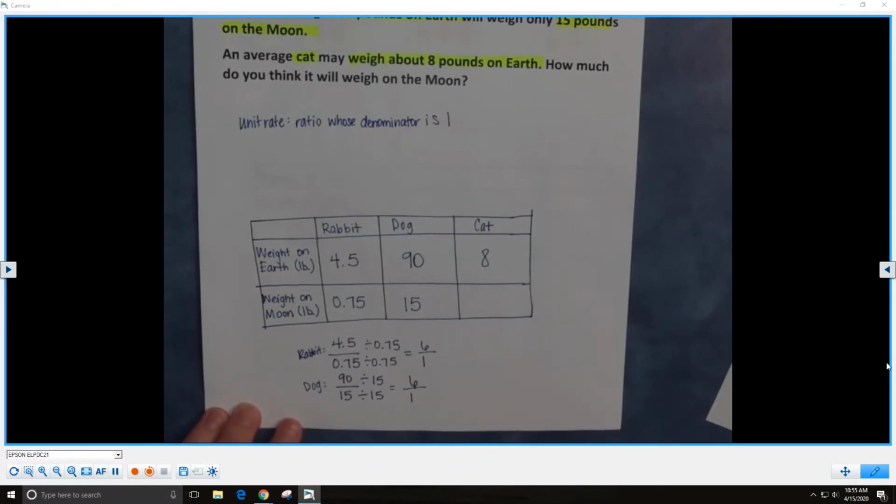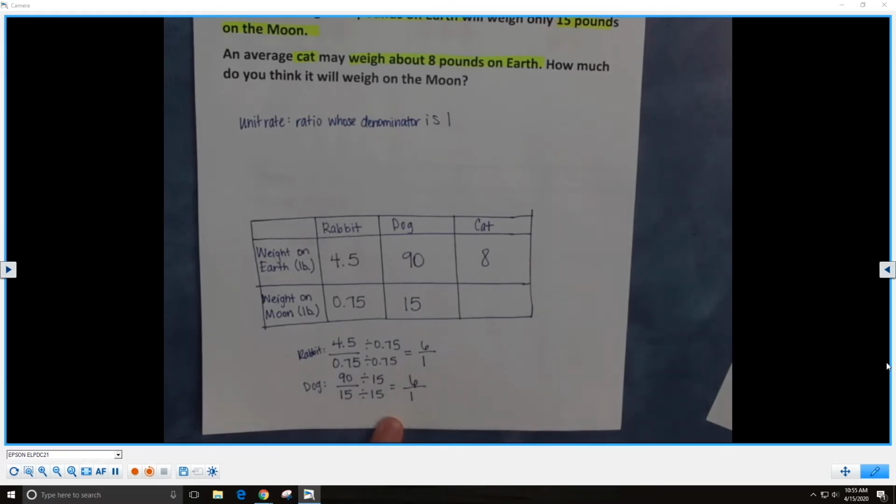What do you notice? Right, the weight of the rabbit and the weight of the dog have the same unit rate. So what does that mean? Well, it means that an object's weight on Earth, because remember that that was the top number, is 6 times the object's weight on the moon. Or we could say that an object's weight on the moon is 1/6 of the object's weight on Earth.